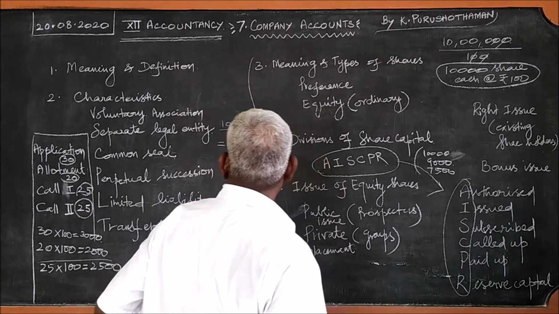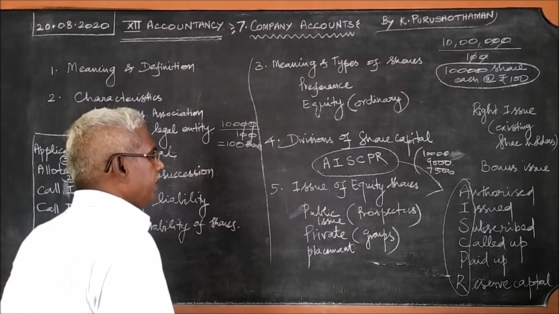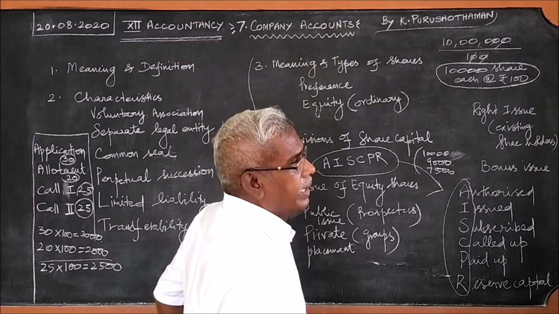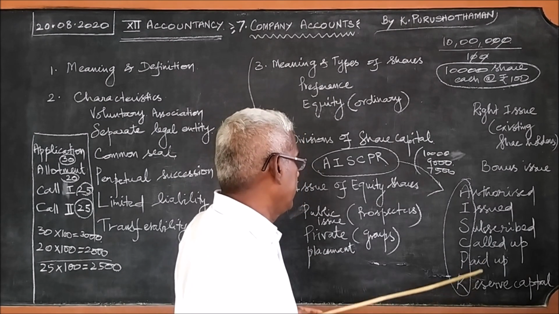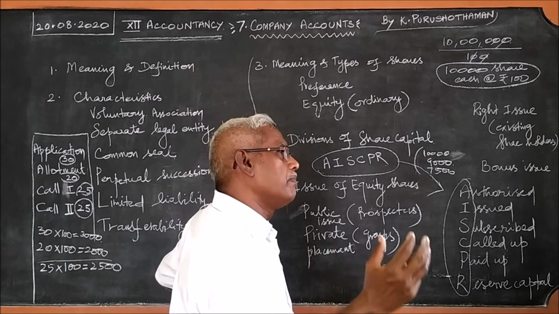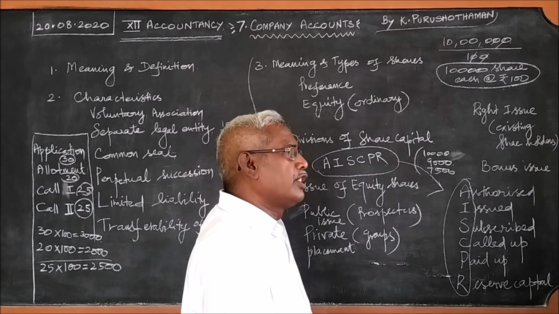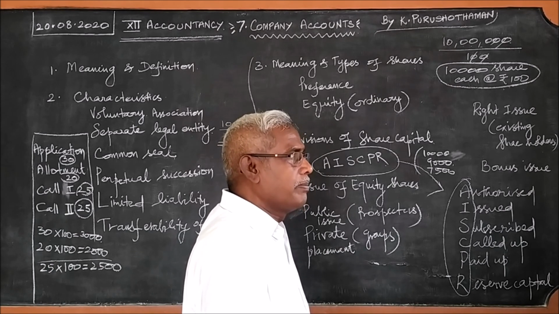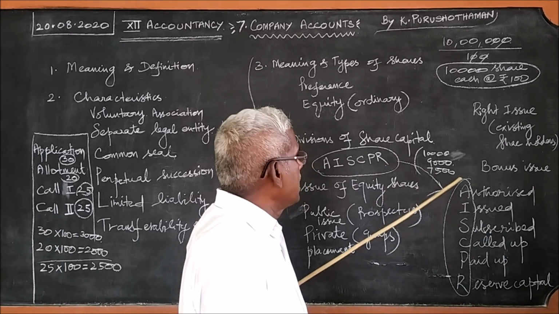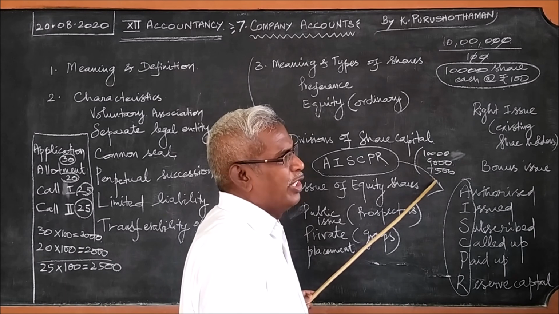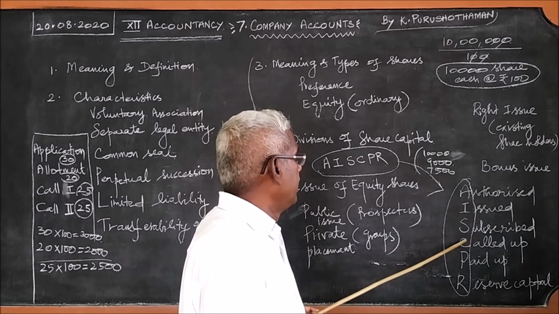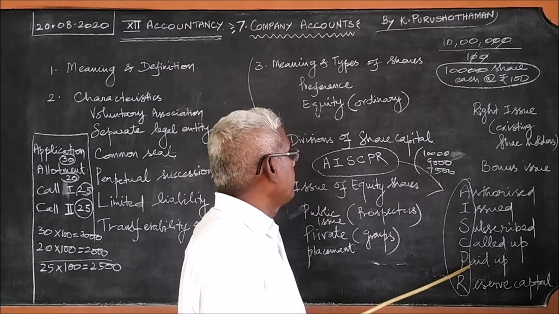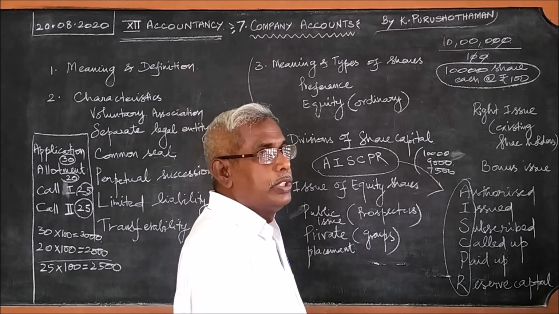After some time, as I said in the example, the company will call the shareholders after allotment to pay the call money, and that call money is called called up capital. After the call is made, it is not necessarily paid by all the shareholders. Some of the shareholders might not have paid. Say for example, 7,500 were called up, but paid up only 7,000. In that case, paid up shareholders will be 7,000 only, not 7,500.